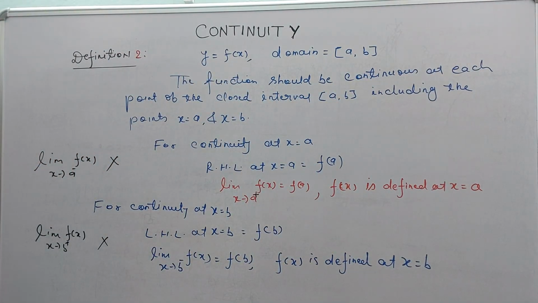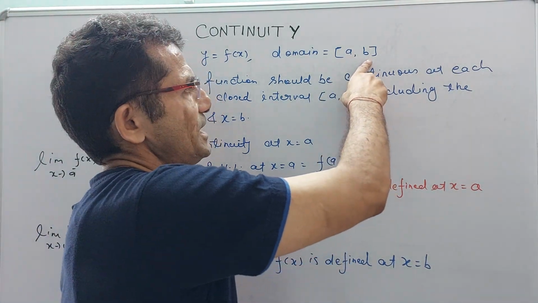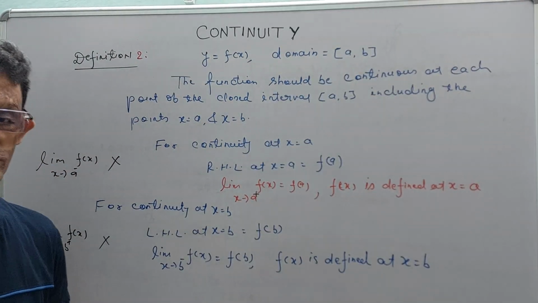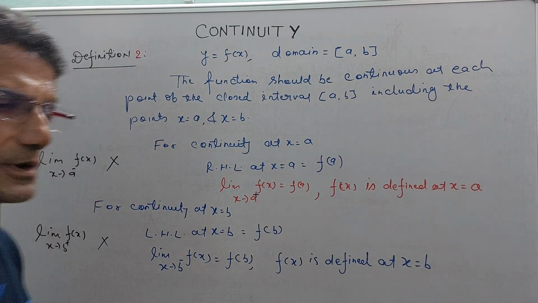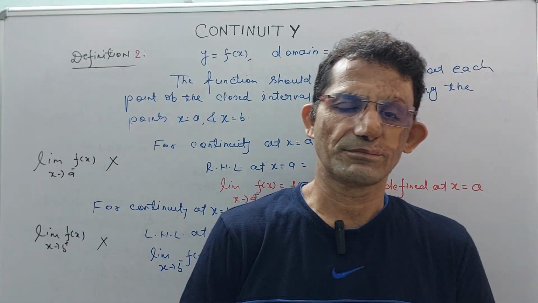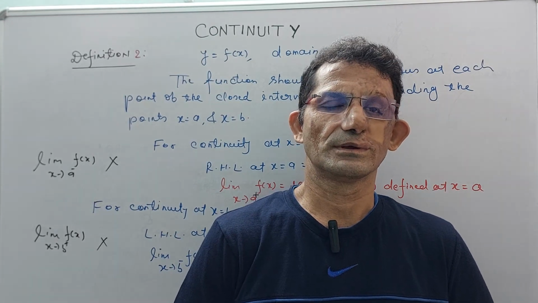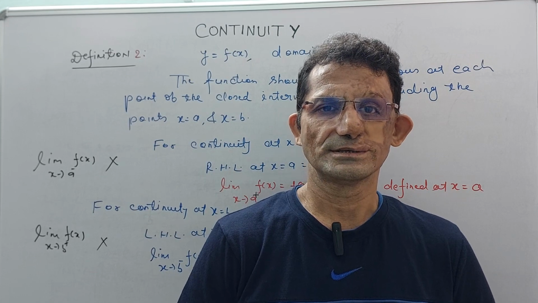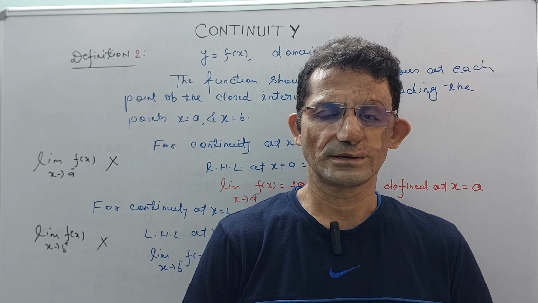So these are the definitions for intervals. In the case of intervals, we define how to find continuity at the extreme points, and for other points between a and b we use definition number 1. These are definitions number 1 and 2. After this we will study some formulas about the functions and continuity. Then we will do numericals from the NCERT textbook.